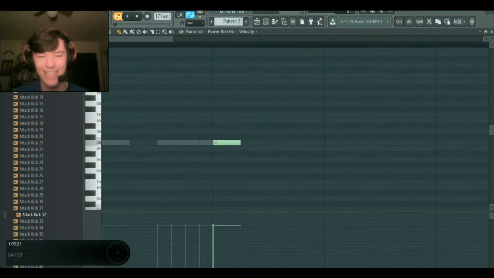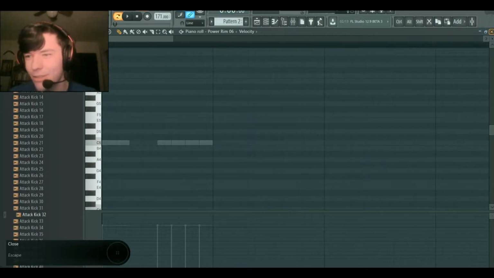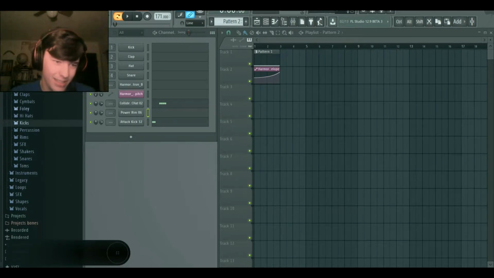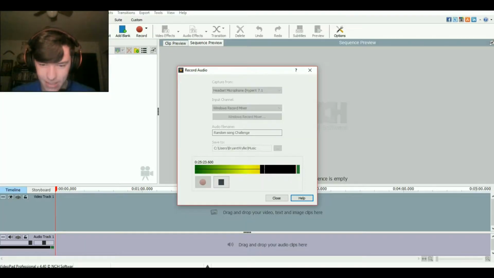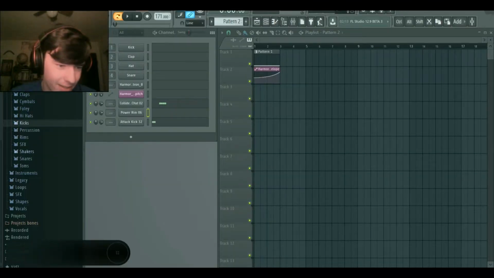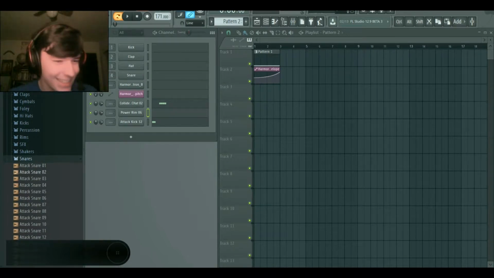I don't know where I'm going with this. I'm not solid on the drums right now. So what I'm going to do is, we have 11 here. Hopefully we get... That's the wrong thing to be opening here, man. Generate. 8. Hopefully that's snares. It is snares! Hey! Look at that.